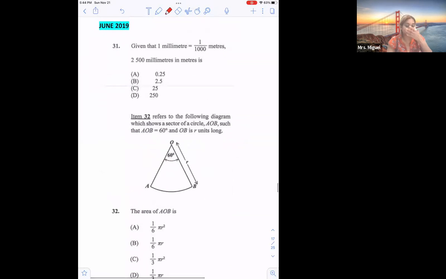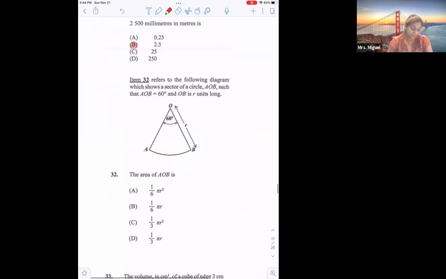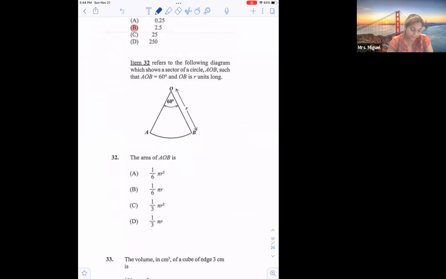June 2019. This one we did already. The answer is 2.5. The area of AOB, the area of the sector, is equal to the angle over 360 multiplied by pi r squared. Here the angle is 60. So 60 divided by 360 multiplied by pi r squared. So this is 1/6 pi r squared. The answer is A, as in apple.